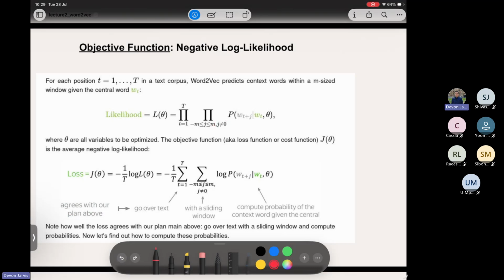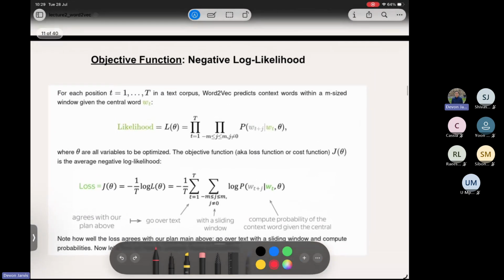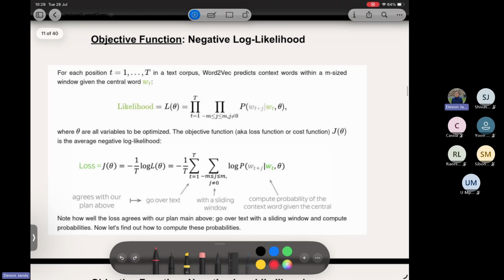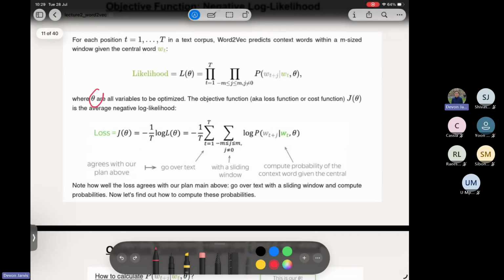Okay, so that notation, I mean, I don't know if it looks heavy or not, but it's doing exactly what we just said in that picture before. Okay, we're measuring how likely we are to, or how probable we are to see a set of context words given the parameters we have. Okay, and we're going to try and optimize those parameters.